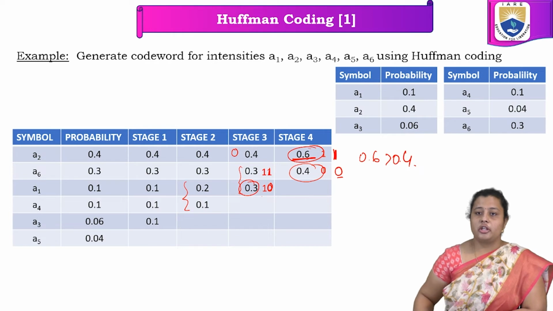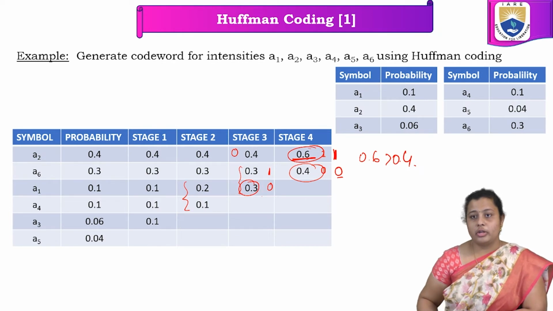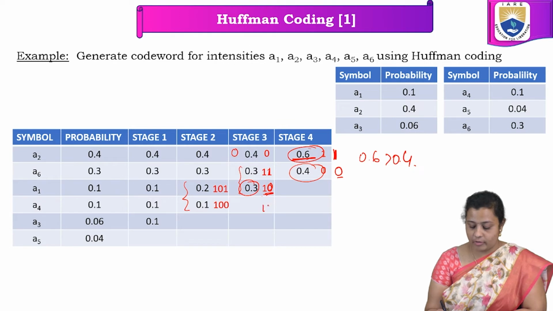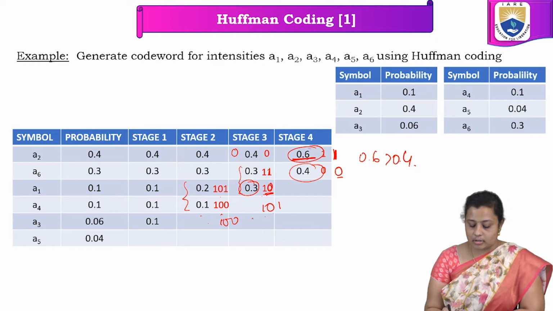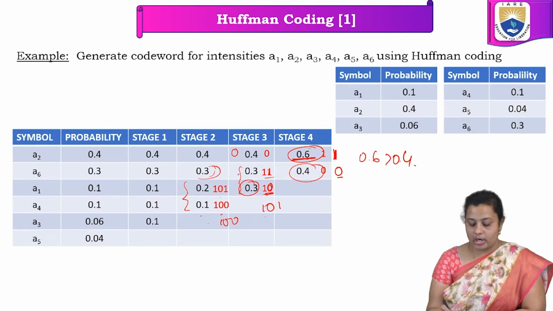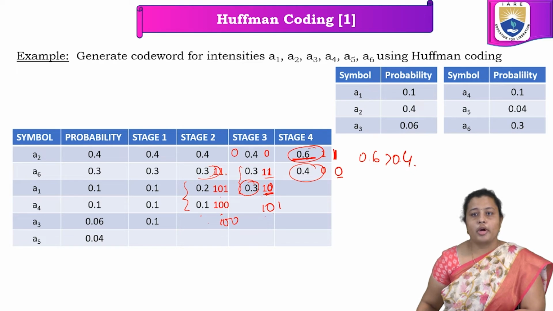So we have to continue our coding, right? How do we do it? This 0.3 value, whatever code value we have got, 10, right? So 0.2 is greater than the 0.1 value. So what are we giving the code value as? 101, and for the other 0.1 we are giving it as 100, right? Understood? Next, the other 0.3 value is already coded and we have achieved it as 11. For 0.4, it is already coded as 0, right? So next, we'll go to our previous stage.